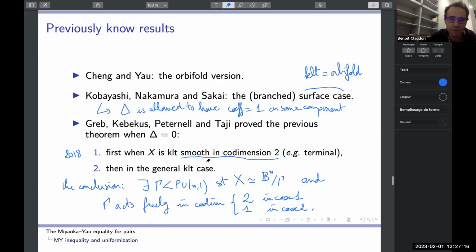Okay. And maybe I forgot to mention here, the open case, I mean, in the quasi-projective case, it was also recently studied by Yadeng.